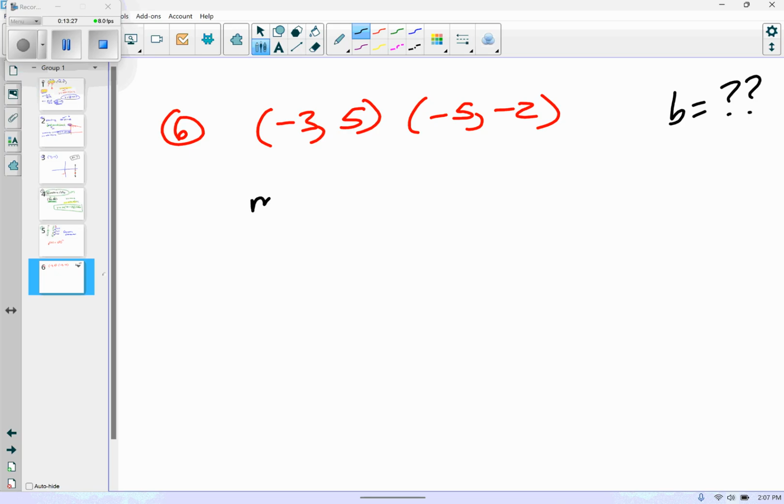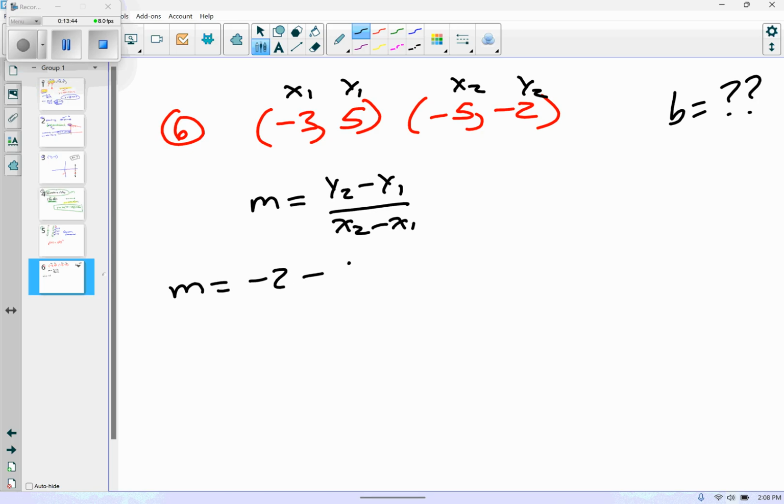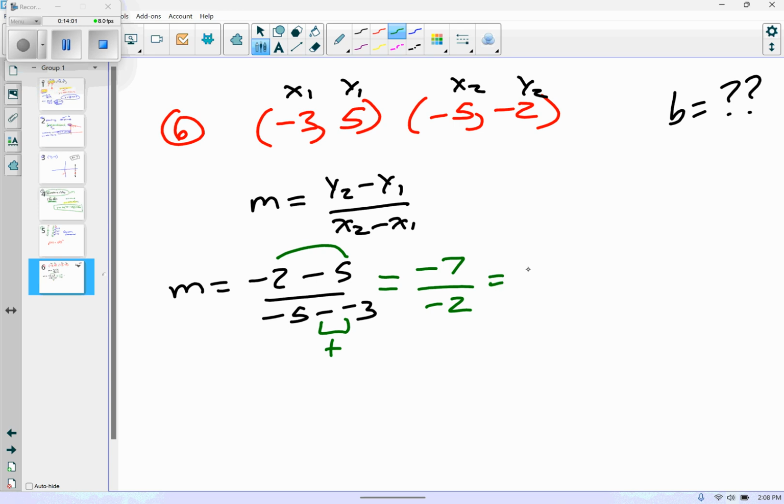Well, I think the first thing we have to do in this situation is we have to go and find the slope. So this is our slope equation. So this is x1, this is y1, this is x2, this is y2. Feel comfortable with that? Yeah. Let's find the slope. So I'm going to get negative 2 minus 5, negative 5 minus 3. So let's do this math. If I combine those together, I get negative 7. Negative gives me a positive. So negative 5 plus 3 is negative 2. Negative over negative is positive.